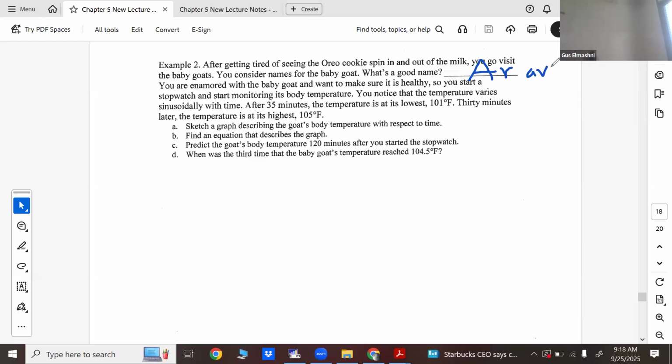So you start a stopwatch and start monitoring its body temperature. Notice when the temperature varies.